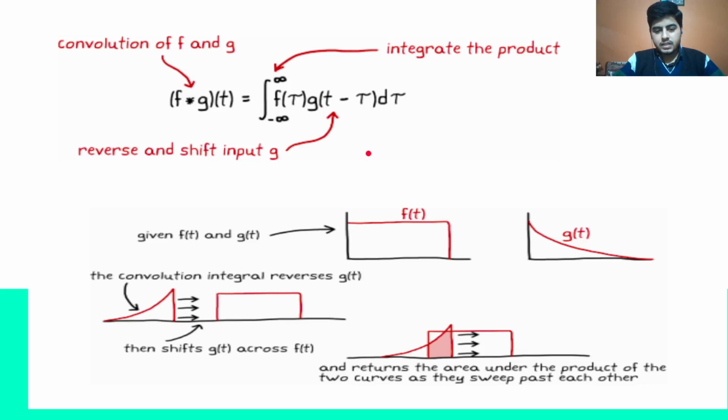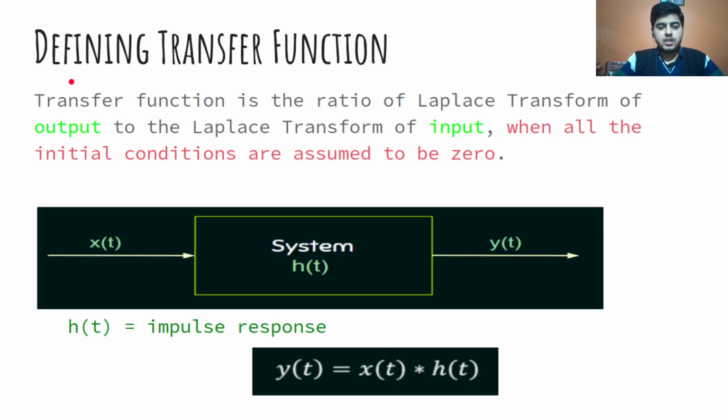Now after understanding this concept, we know that whenever we have to find the output of an LTI system, we have to find the convolution of the input and the impulse response. Now let's see the definition again and try to understand transfer function this time. Transfer function, as I have already explained, is the ratio of Laplace transform of output to the Laplace transform of input when all the initial conditions are assumed to be 0. You see, I have highlighted this part because this condition is very important.